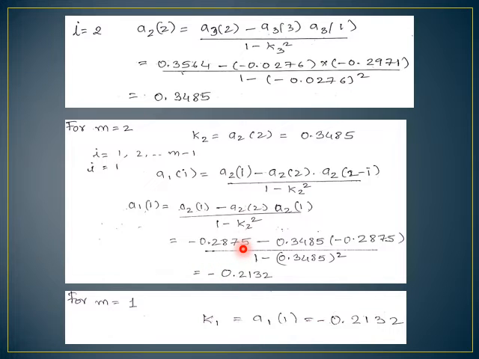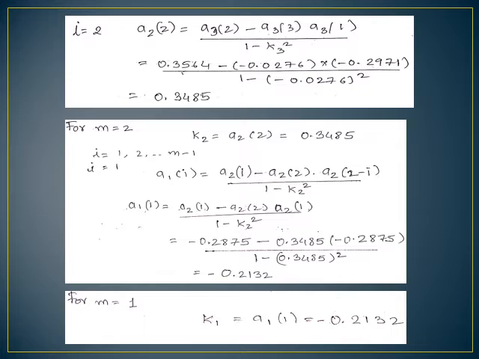Now for m equal to 1. For m equal to 1, the value of I becomes 0. So Km is equal to Am of m. So K1 is equal to a1 of 1, which is nothing but minus 0.2132.